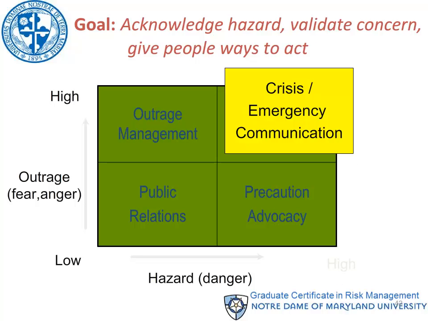When hazard is high and outrage is high, your strategy is different again. Your goal now is to acknowledge the hazard, validate the concern, and give people ways to act. You are right to be concerned about this storm. It is a killer storm. Gather your family, your prescription drugs, get into the car, and evacuate the island now. Examples in food safety would include the E. coli spinach outbreak, a bioterrorism event, or a food recall.